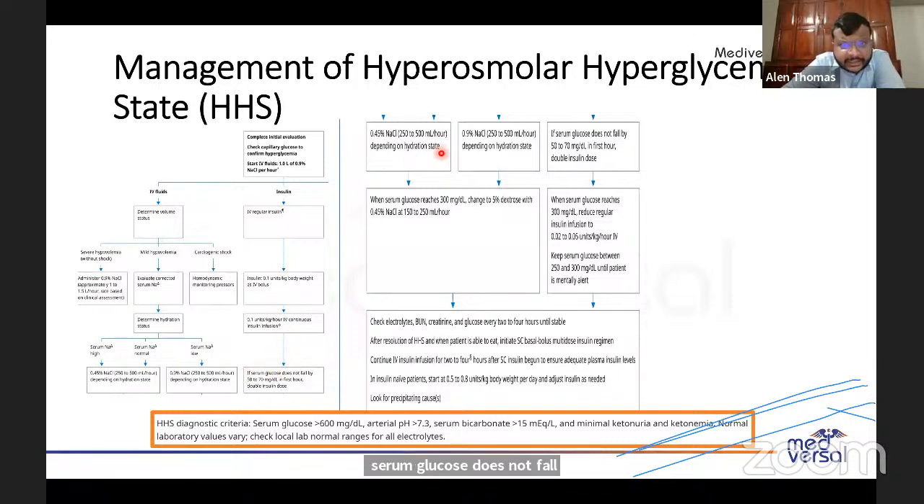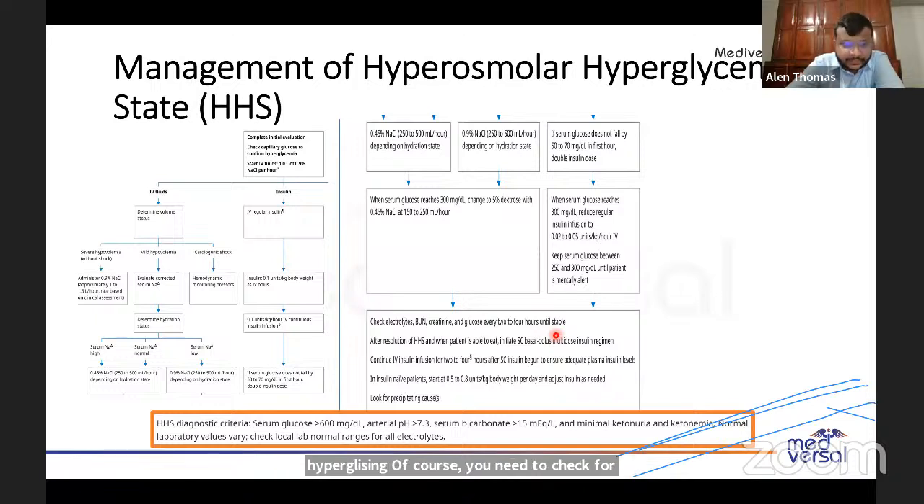The same thing I've carried on from here, the continuation of this on the left-hand side. If the serum glucose does not fall, double the dose. But when serum glucose reaches 300, reduce the regular insulin infusion. Keep serum glucose between 250 to 300 until the patient is mentally alert. Because if you push to hypoglycemia, you will not know whether the patient is unconscious because of the hyperosmolar state or hypoglycemia.